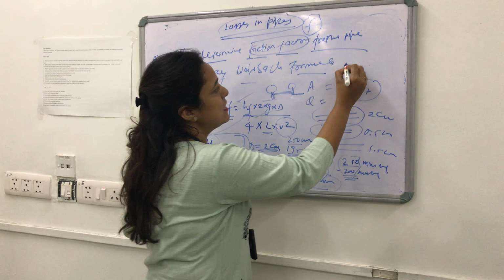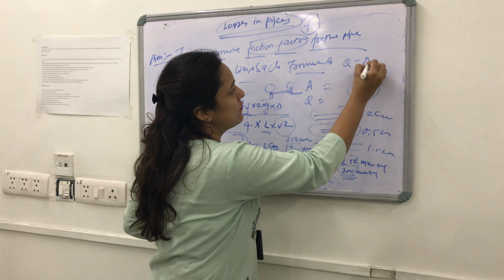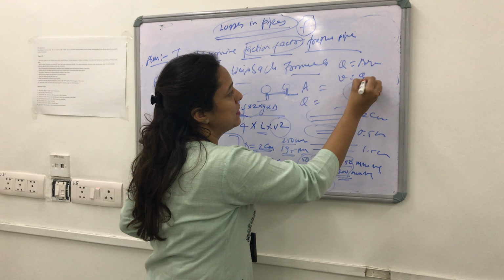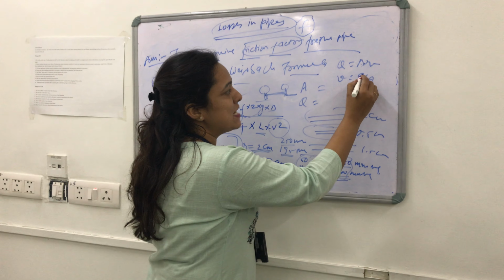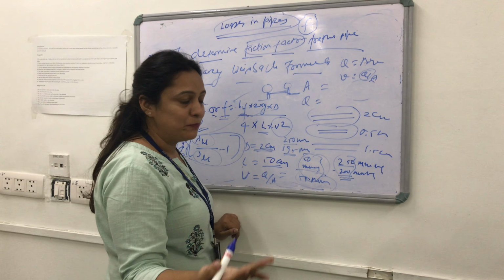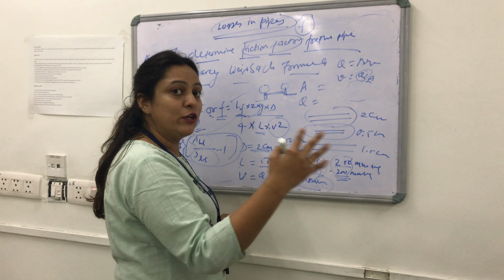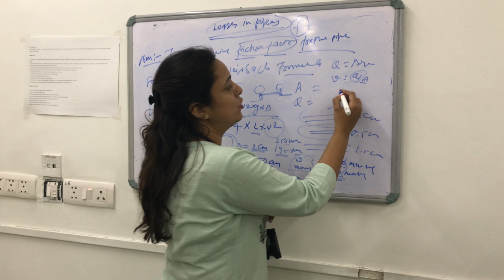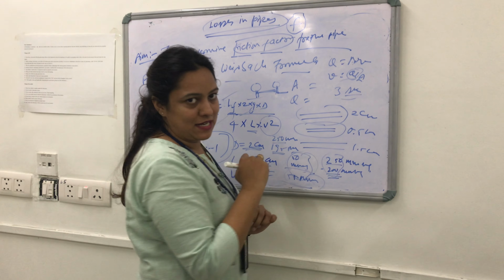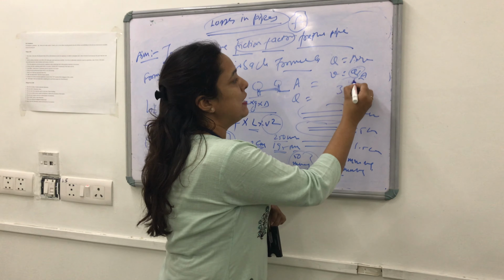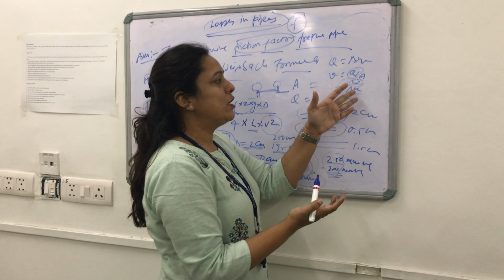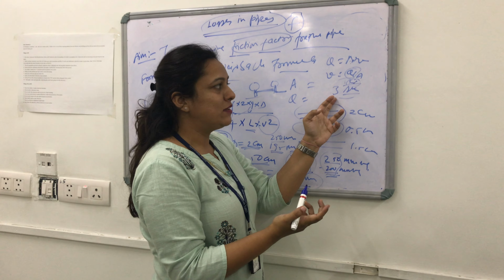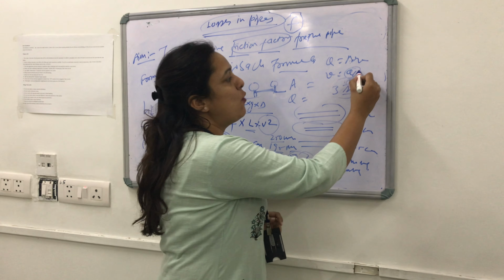Since discharge is given by area into velocity, velocity will be given by discharge upon area, right? We can calculate the discharge from the time taken by the liquid to fill 1 liter. For 1 liter it took approximately 3 seconds. So, 1 liter upon 3 seconds, and we can convert liters into cubic meters: 1 into 10 to the power minus 3 meter cube upon 3 will give you the value of Q. Now what about A?